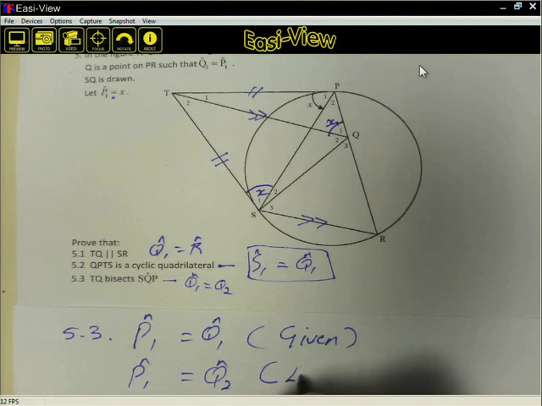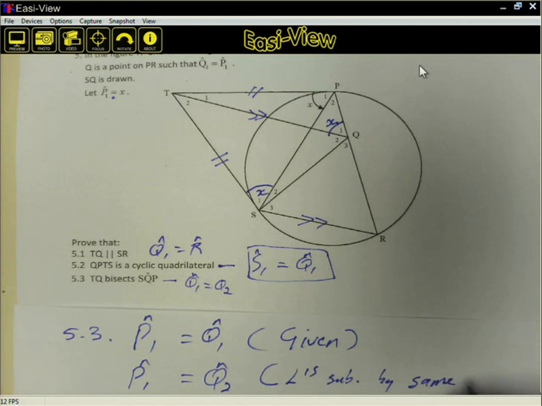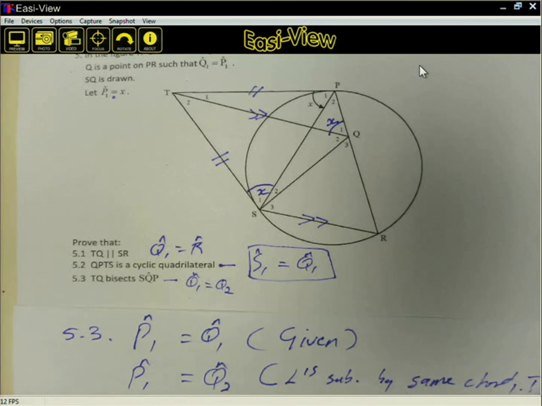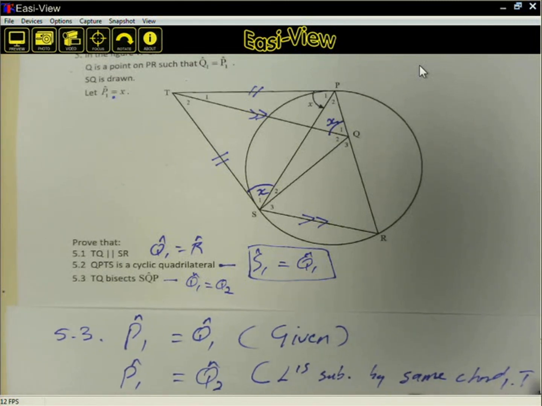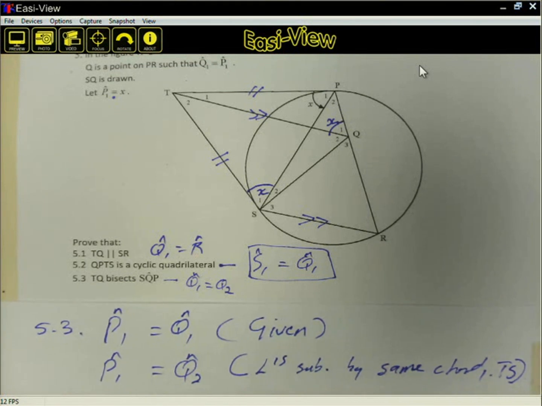Let me give it: because those are the angles subtended by the same chord. This chord in this case will then be TS. P1 is equal to Q2, angles subtended by the same chord. That chord will then be TS.